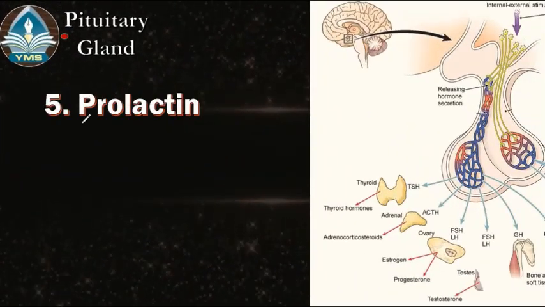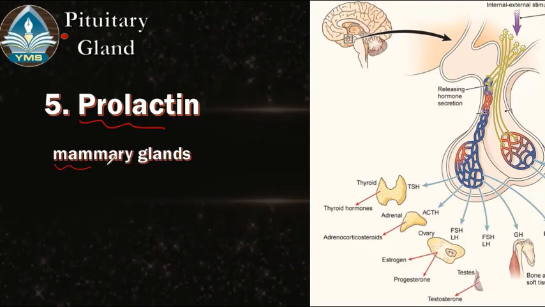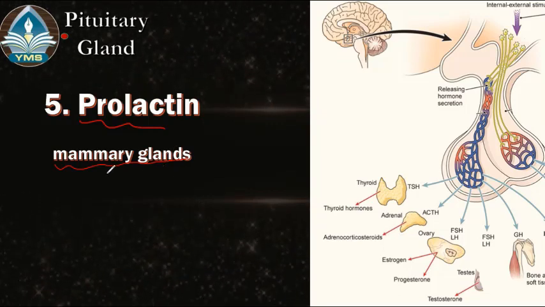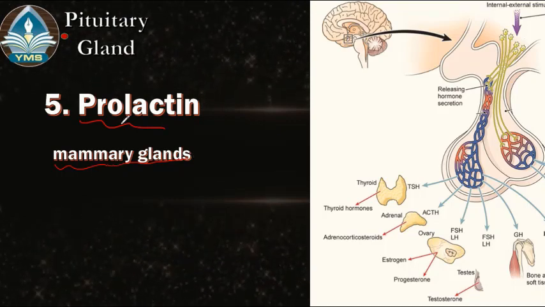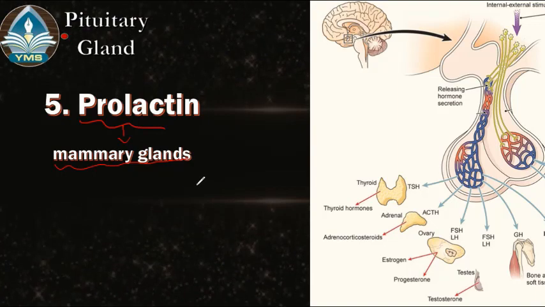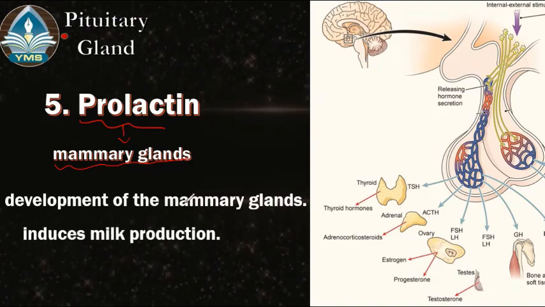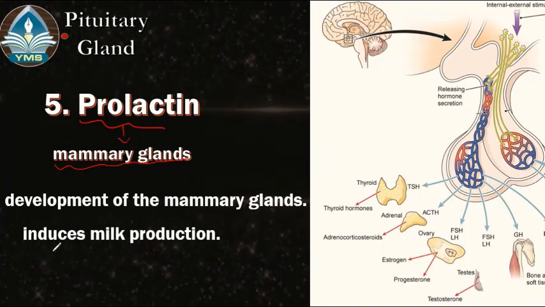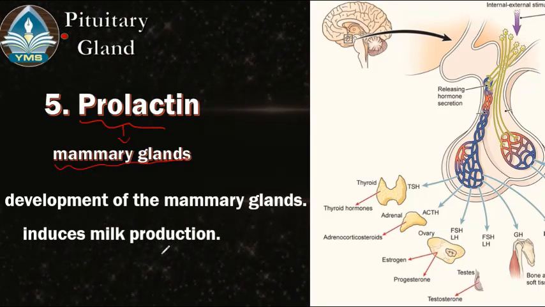Here we have prolactin. Prolactin targets the mammary glands of the female. This is in the female's breast. There are glands which produce milk, and this prolactin targets the mammary gland in the female breast. So what does it do? First of all, it helps in the development of mammary glands. It helps them to develop, and also it induces milk production. So it makes these glands produce milk.